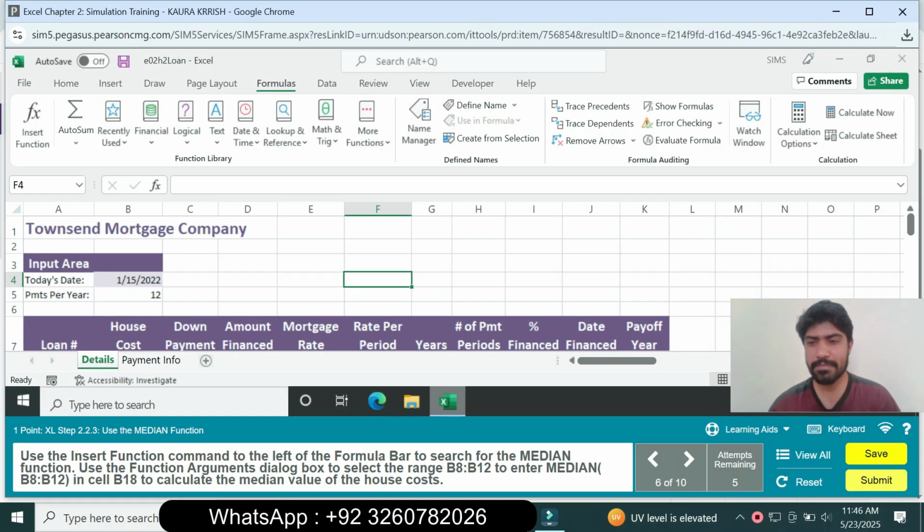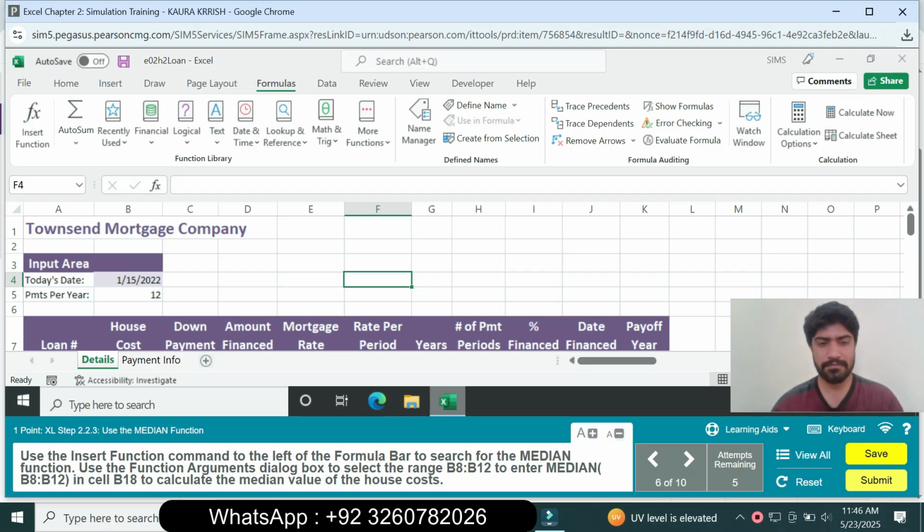So question number 5 is complete, and question number 6 is: use the Insert Function command to the left of the formula bar to search for the MEDIAN function, and use the Function Arguments dialog box to select the range B8 to B12 to enter the median of B8 to B12 in cell B18. Calculate the median value of the houses.